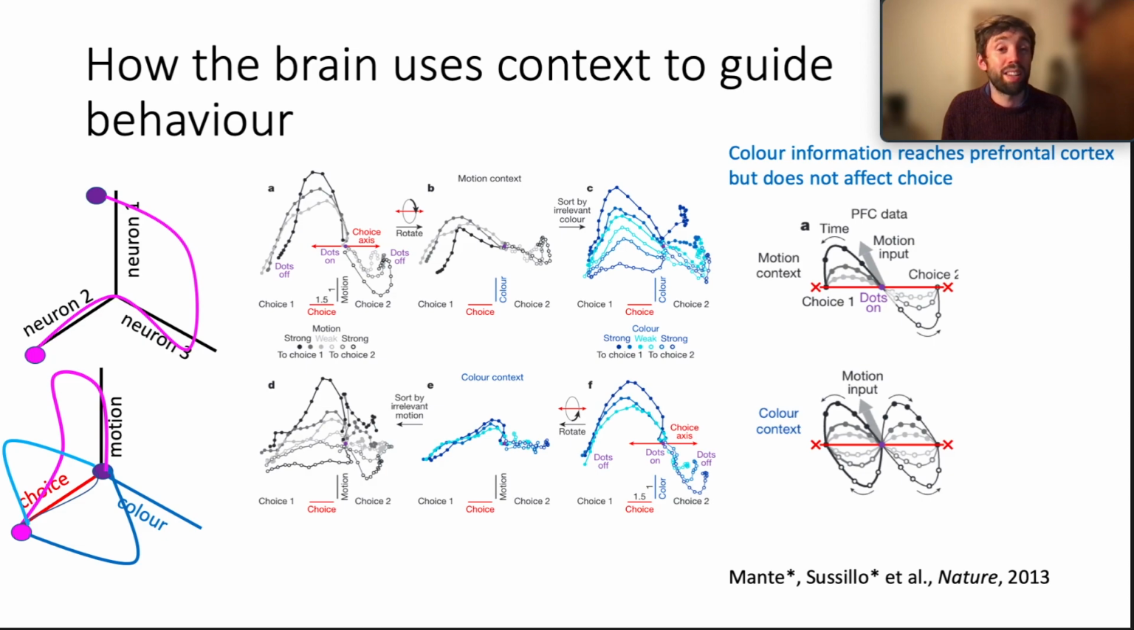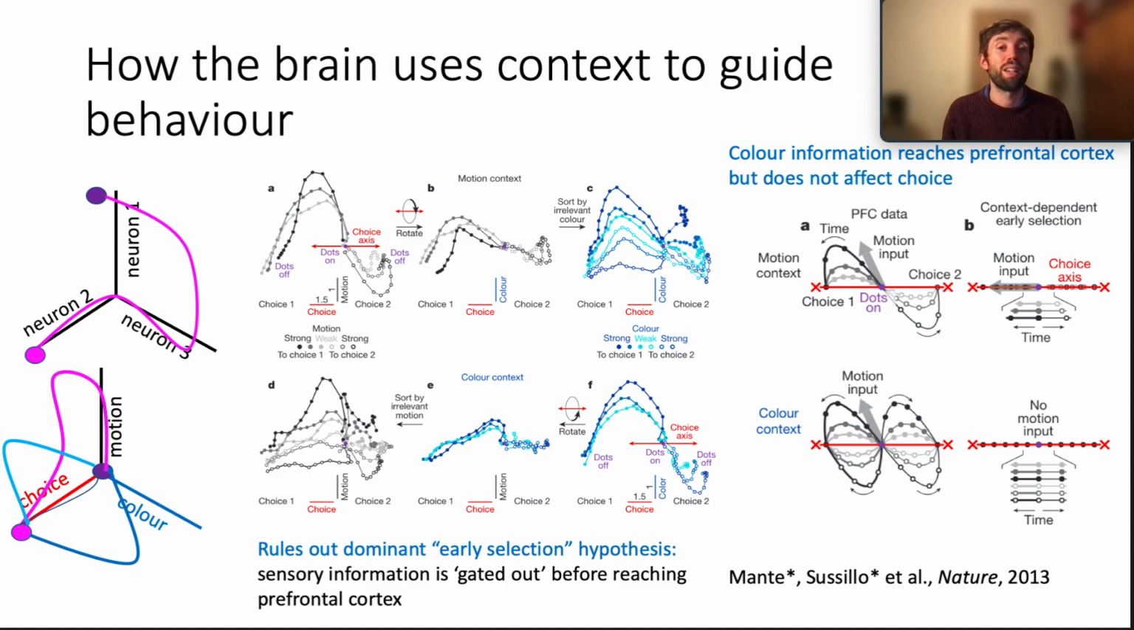And this is represented in these schematic diagrams of their results, where motion direction in one direction, in this case the vertical up direction, corresponds to a left choice, and motion input in the down direction corresponds to the opposite choice. However, extremes of green or red can both correspond to the same choice in the motion context.